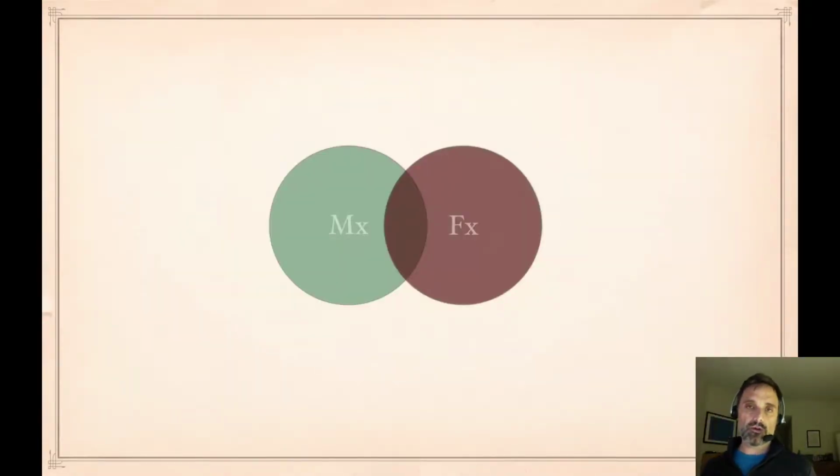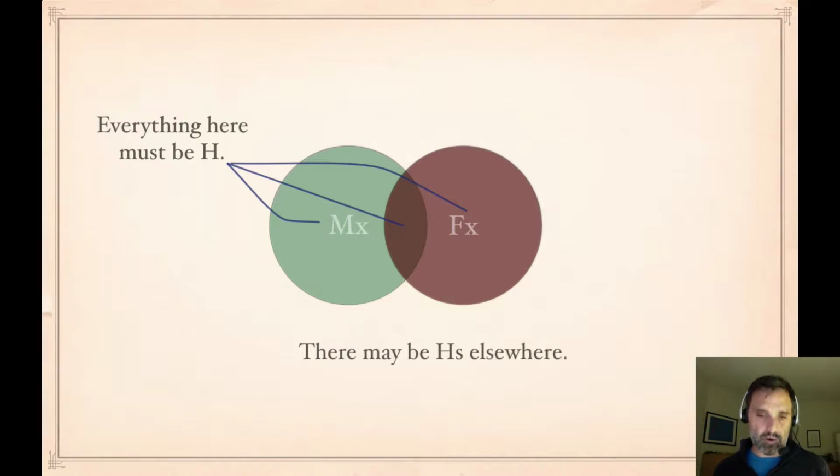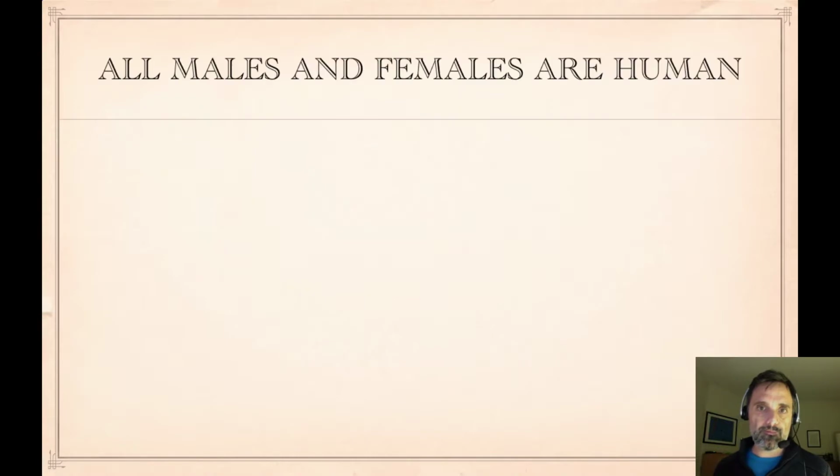So if we were going to diagram this sentence, what it says is that everything in each of those groups must be H. So if you're in the MX group and not the FX group, you must be H. And if you're in the FX but not the MX group, you must be H. And if you're in the intersection, you must be H. So if you're male but not female, female but not male, or male and female, you must be human. And maybe there are humans elsewhere, but if you're in any of those groups, then you're human.